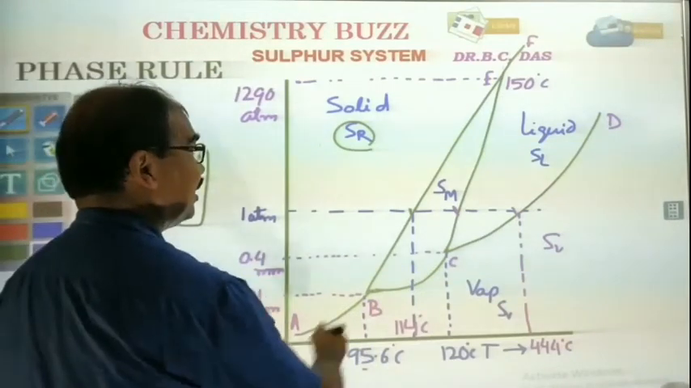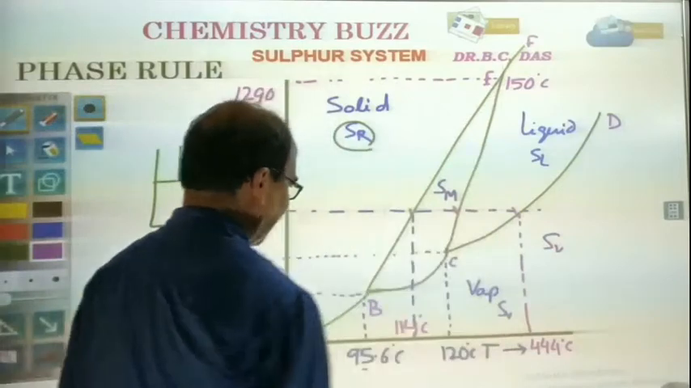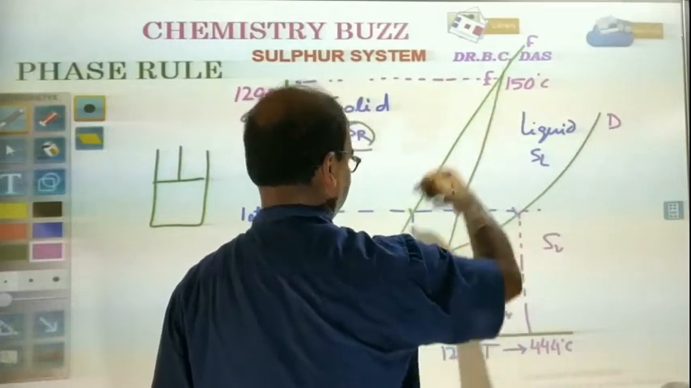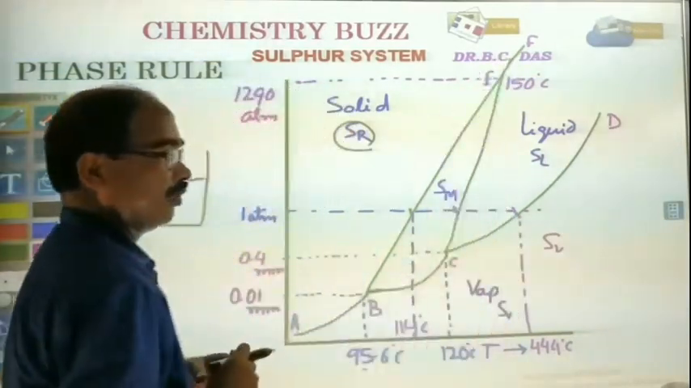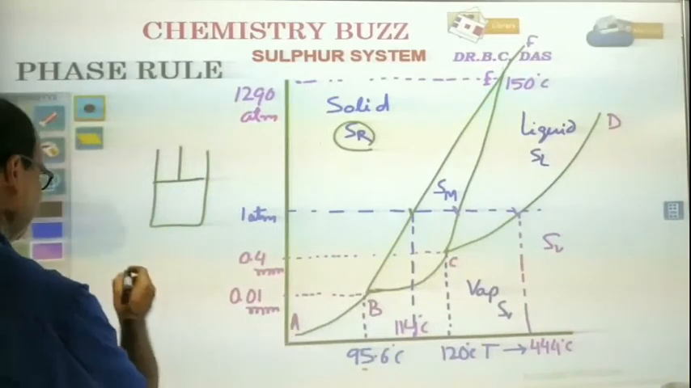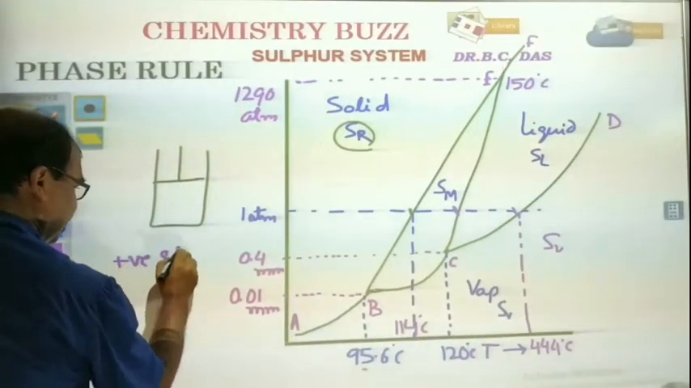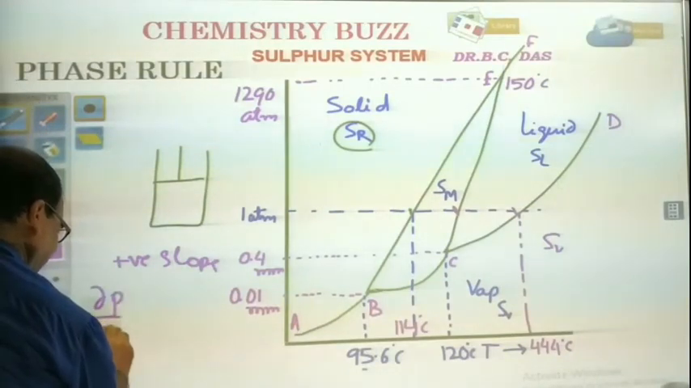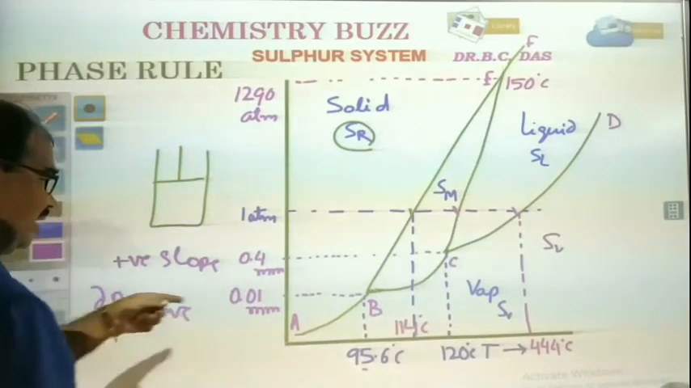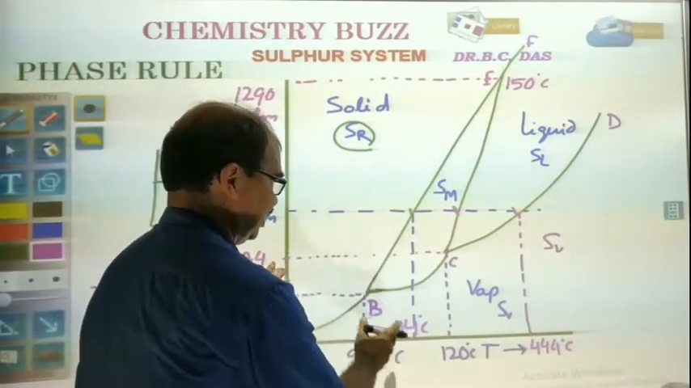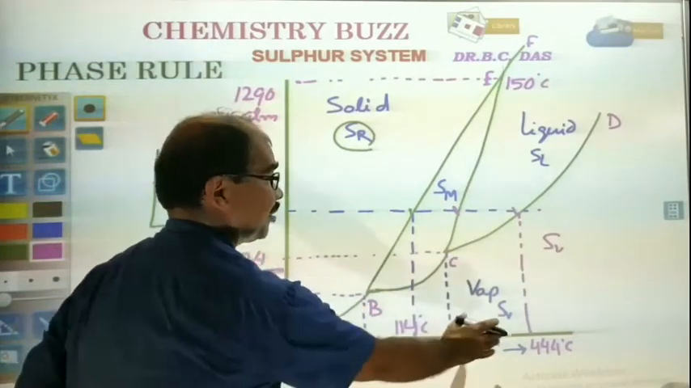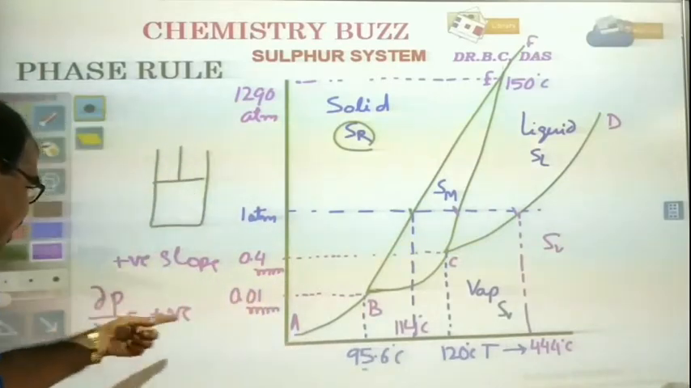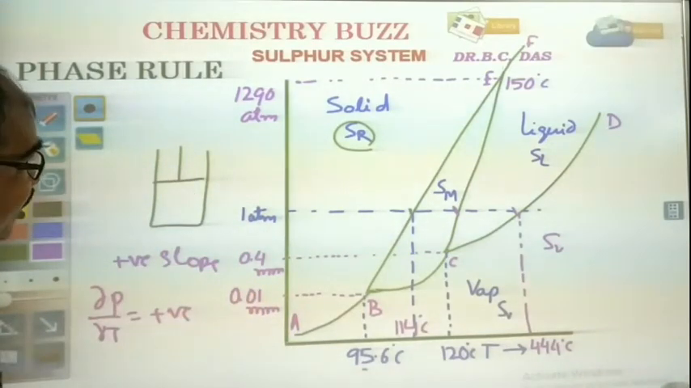So if we analyze this graph, you see A, B, B, C, C, D, C, E, and B, E, F. All the curves have positive slope. Okay, they have positive slope. So from the Clapeyron equation, dP by dT is positive. So this indicates that if we increase the pressure, then the temperature will increase. If we decrease the temperature, the pressure will decrease. Okay? Because this is explained by the Clapeyron equation.